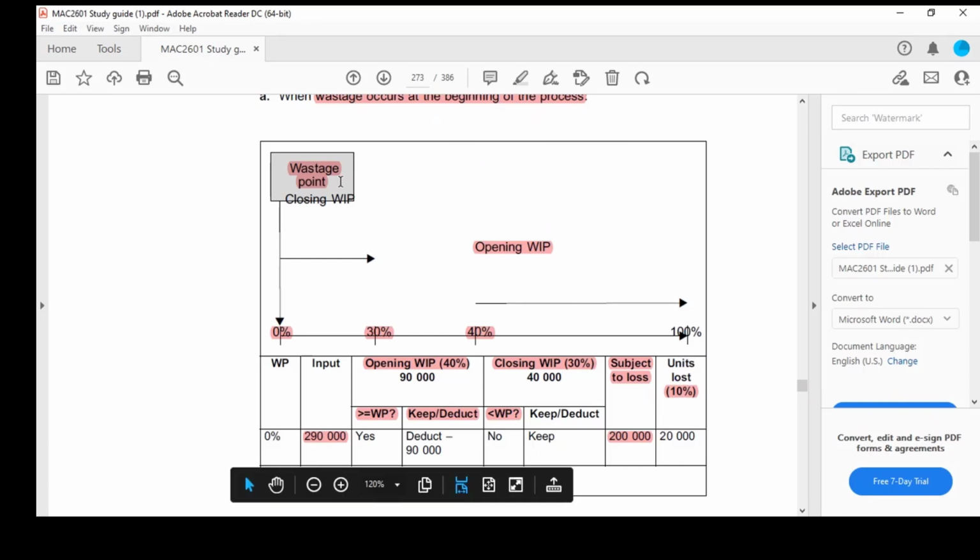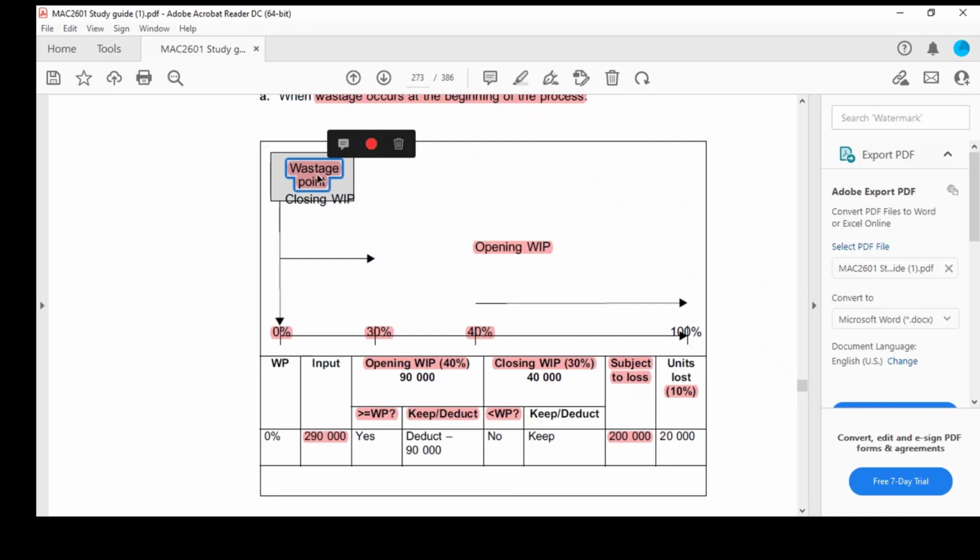Make sense? You must know that there's a wastage point of 0% and a normal loss percentage of 10%. Yes, I understand now. The 10% is how much? Wastage point is where? This 0% is where.